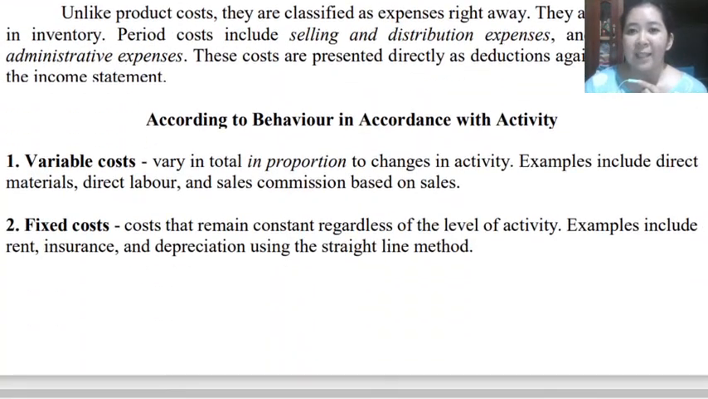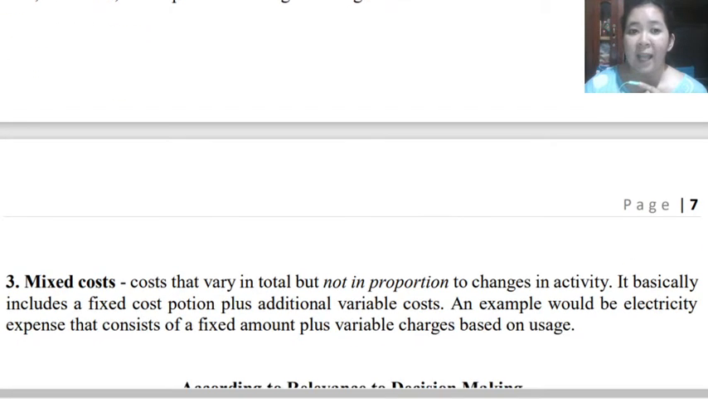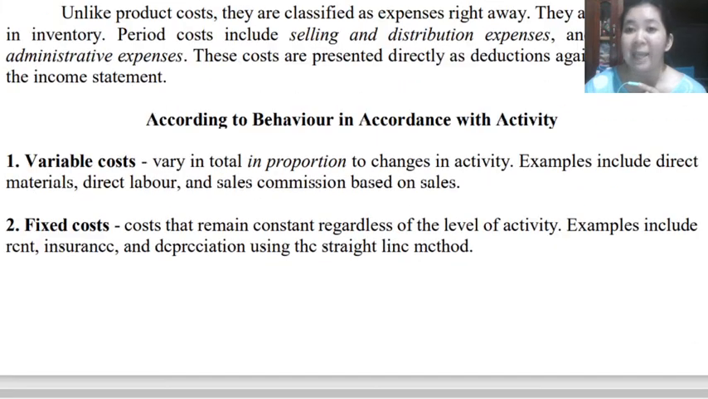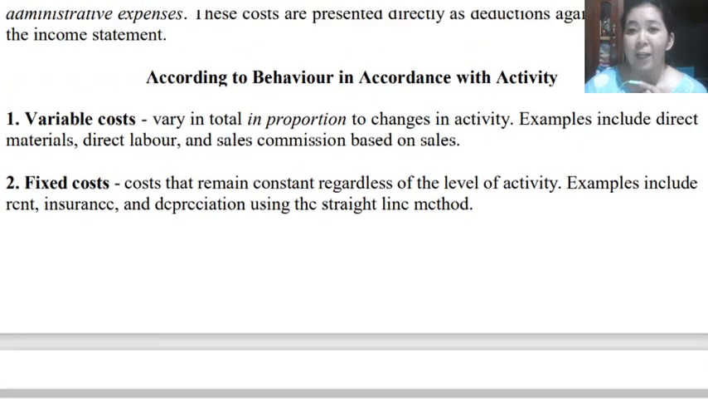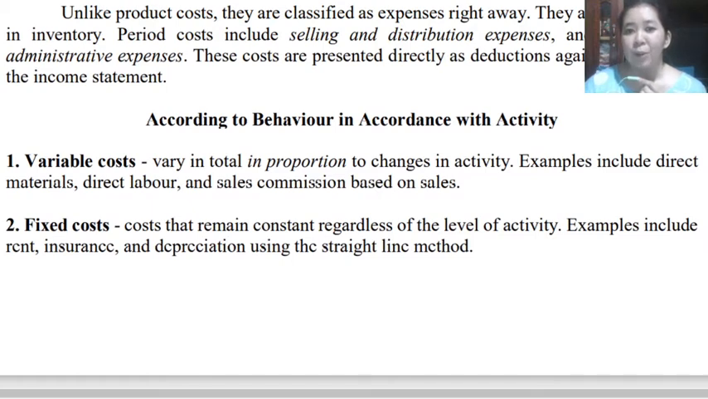So we will proceed with the next classification. This is according to the behavior in accordance with activity. So we have the variable cost and fixed cost as well as the mixed cost. So what is variable cost? When we say variable cost, normally this cost will be incurred once an activity is performed. Meaning, if there is no activity, no expense or variable cost will be incurred. This cost follows the activity.